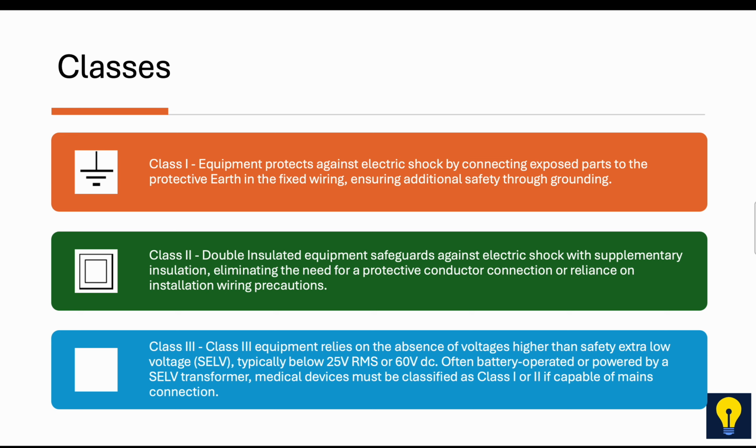Class 2 medical devices are identified with these two concentric squares. They're double insulated, so along with the supplementary insulation of the chassis, they're provided with another insulation. A good example of daily appliances is your smartphone. It has a plastic casing, and it does not rely on connecting metal parts to the ground for protection. The insulation itself ensures the safety of our smartphones.